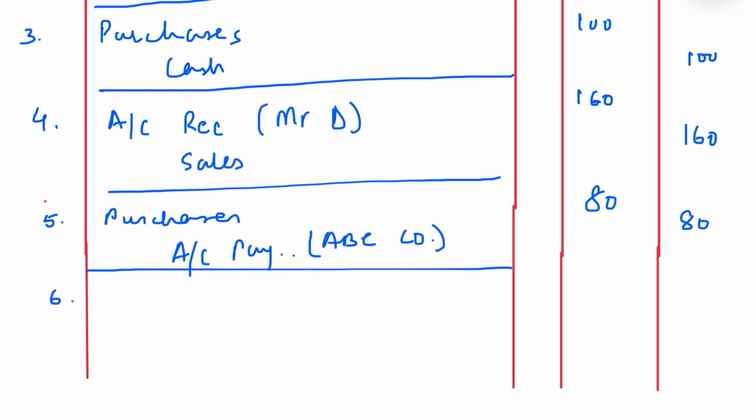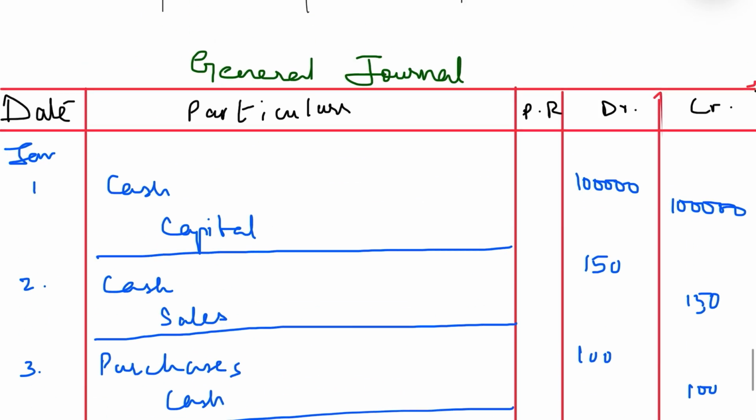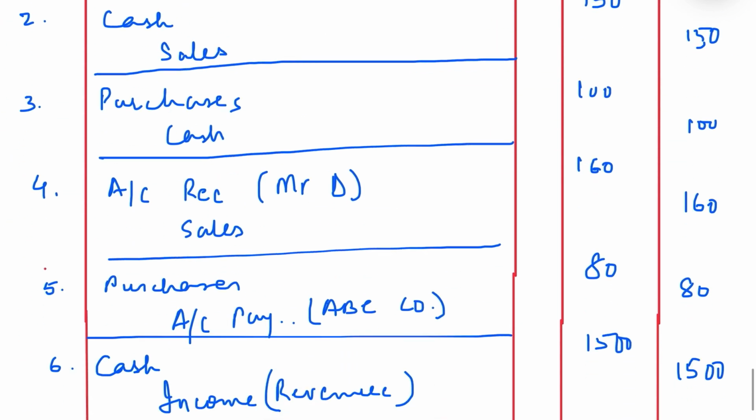right? So the cash is received as an income, so cash is coming in, right? And income is also increasing. Income is our revenue, right? So revenue is also increasing by $1,500 both side, right? So it's like that. Now moving on to the 7th one, Mr. A paid salary to his employee $800. It means there is an expense of salary.